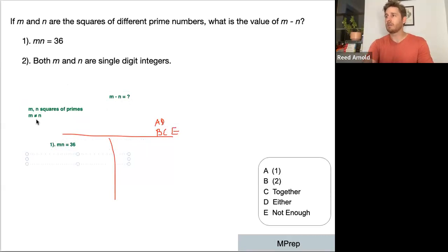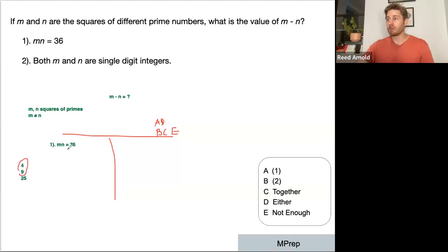Well, okay. It's not a very big number, and M and N are both squares of primes. So let's think about what the squares of primes are. I can have 2 squared. By the way, 1 is not prime, a little trivia for you. So 2 squared, 3 squared, 4 squared, 4 is not prime, 5 squared, 6 squared is already 36. So here are the squares of primes that fit under 36. And okay, the only 2 that work are 9 and 4.